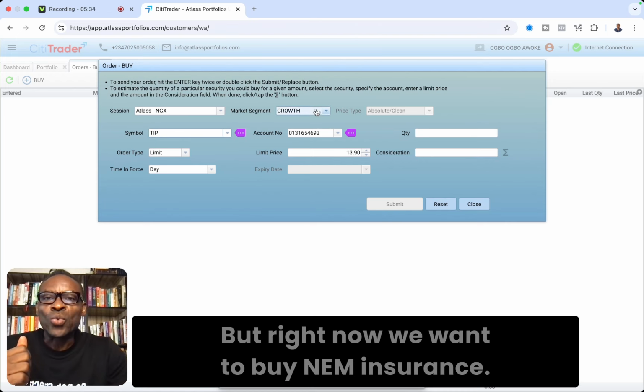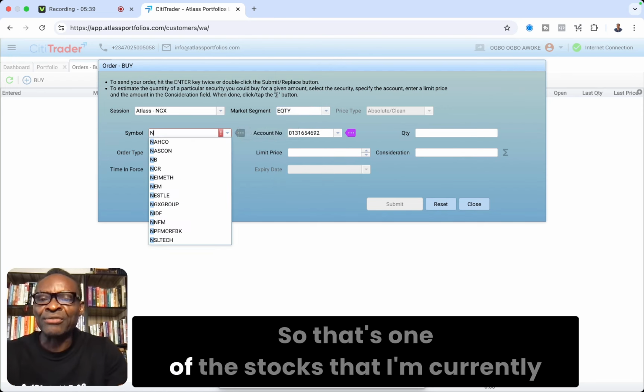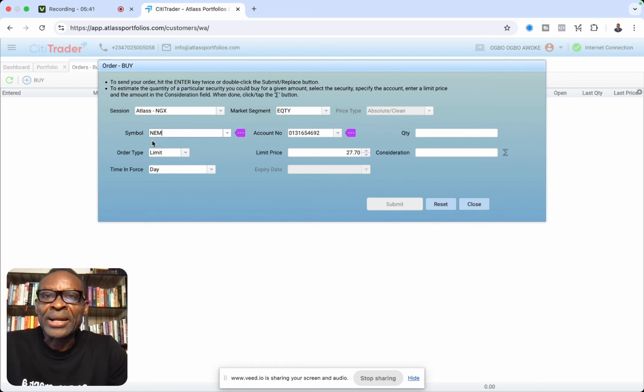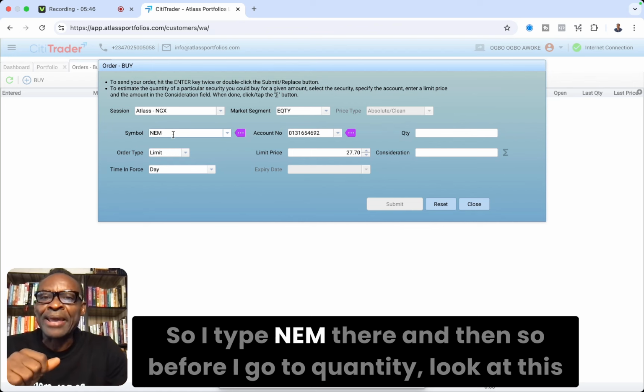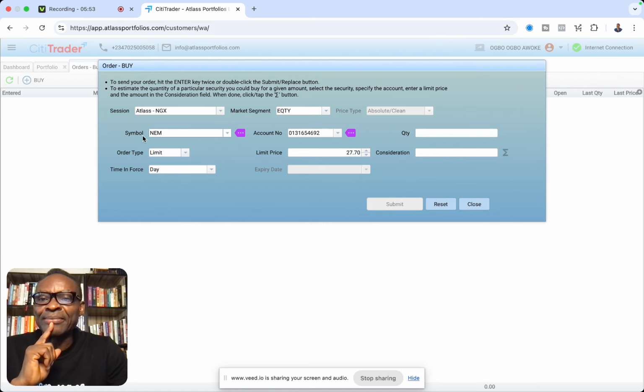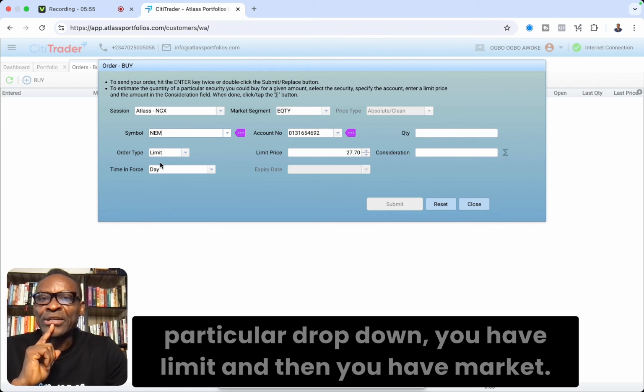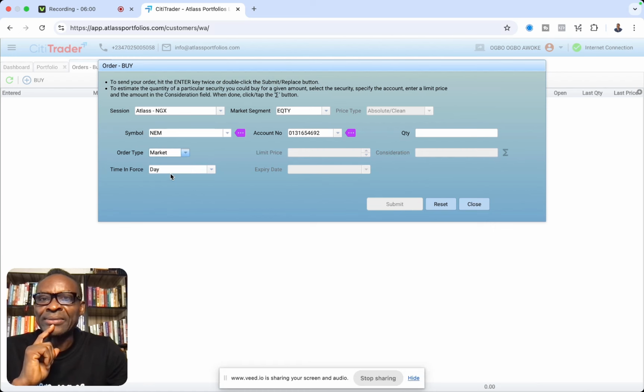But right now, we want to buy NEM Insurance. That's one of the stocks that I'm currently accumulating. So I type NEM there. And then, before I go to quantity, look at this particular drop down. You have limit and then you have market.